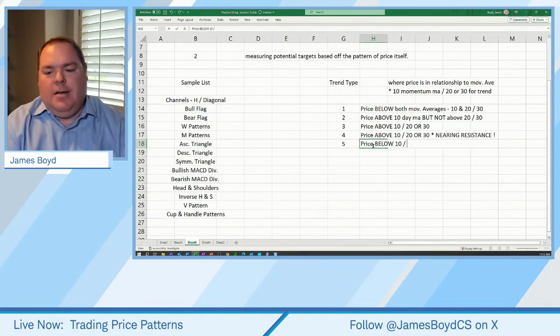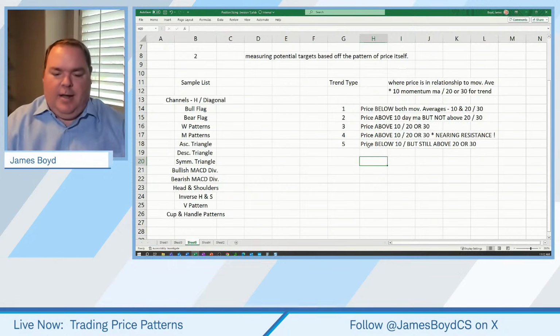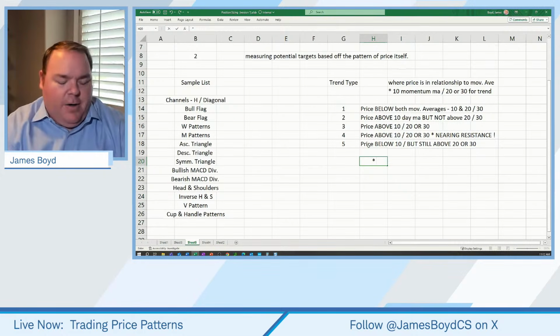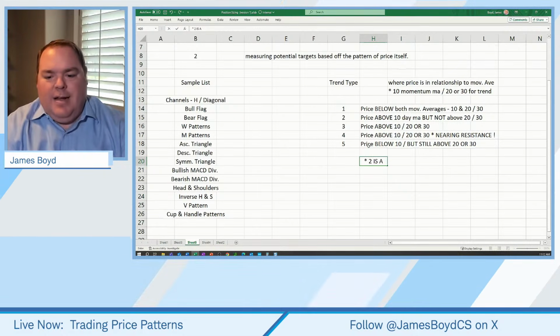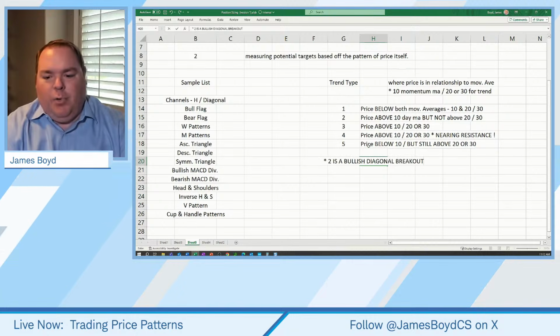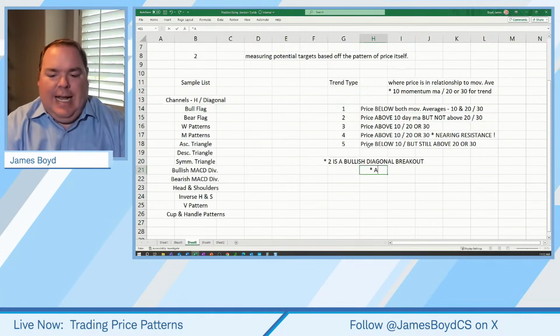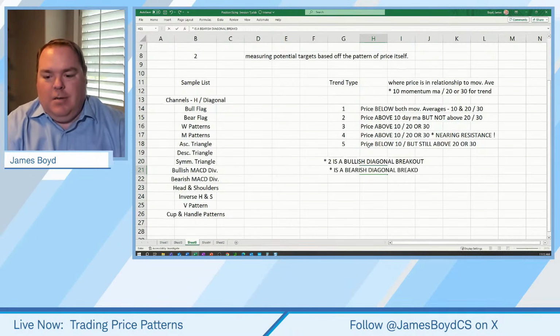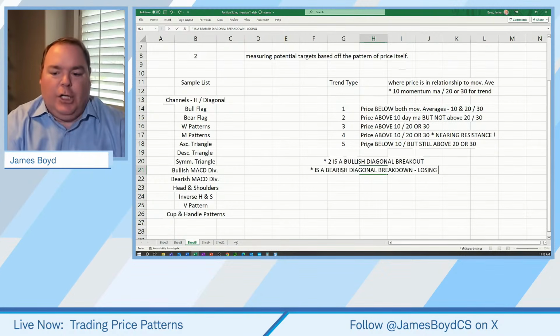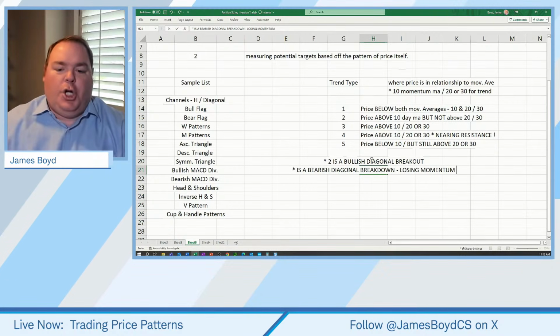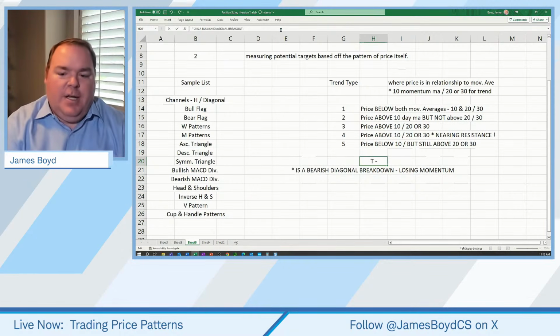Now also, if we look at 5, this is price below the 10, okay, but still above the 20 or 30. Let me put 2 notes here. One of the notes I want to write down is that 2 is really a bullish diagonal breakout. 5 is a bearish diagonal breakdown. So the 5 is losing momentum. The 2 and 5 are opposites; the 2 is really gaining momentum.